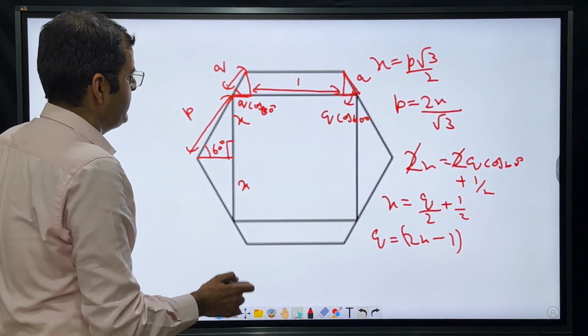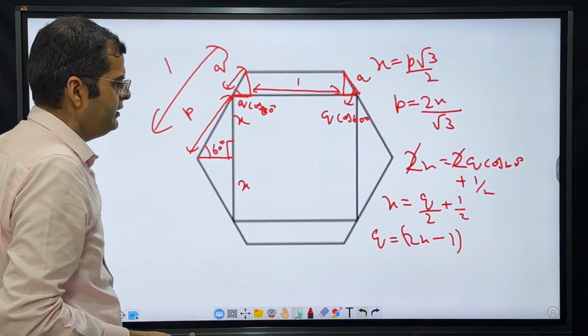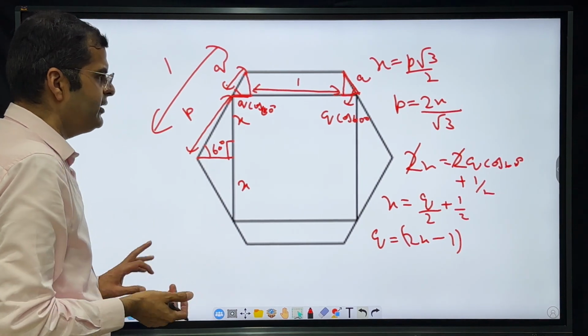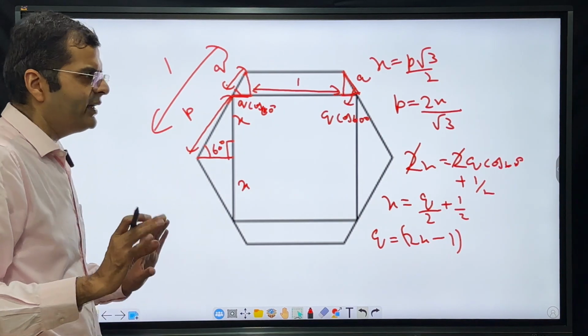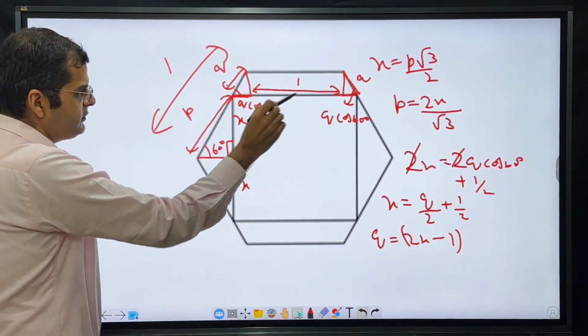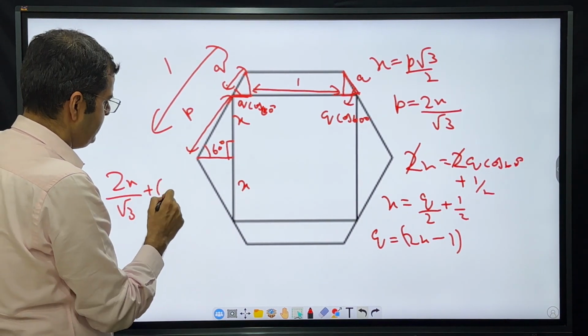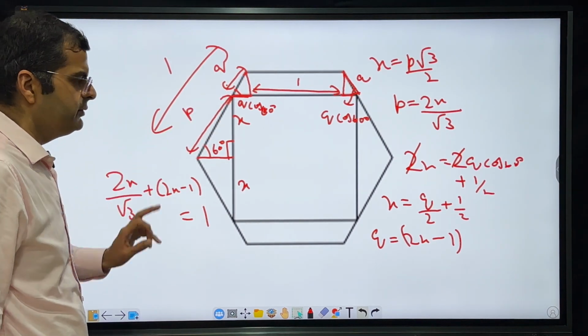P is 2x by root 3. We know P plus Q is the length of this side of the hexagon, which is 1. So P plus Q is 1. So putting in the values, we need to find the side of the square, which is what? 2x. We need to find 2x. And P plus Q is 1. So P is what? 2x by root 3. Q is what? 2x minus 1. That is equal to 1. That is P plus Q.